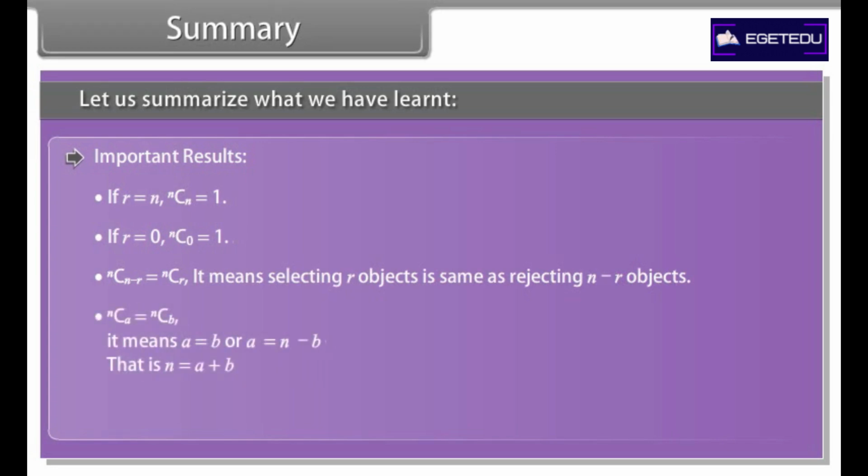nCa is equal to nCb. It means a is equal to b, or a is equal to n minus b. That is, n is equal to a plus b. nCr plus nCr minus 1 is equal to n plus 1Cr.